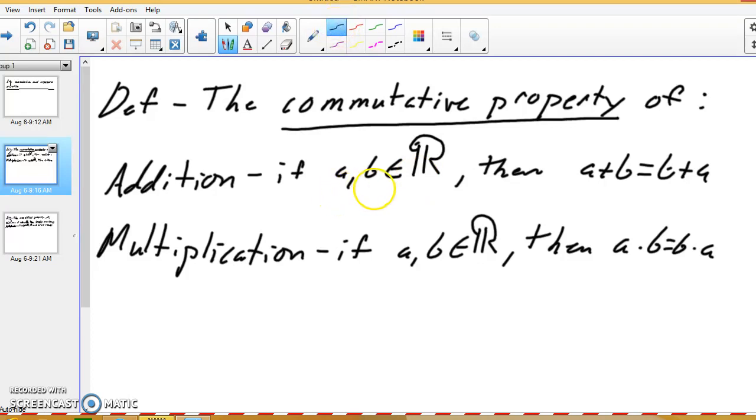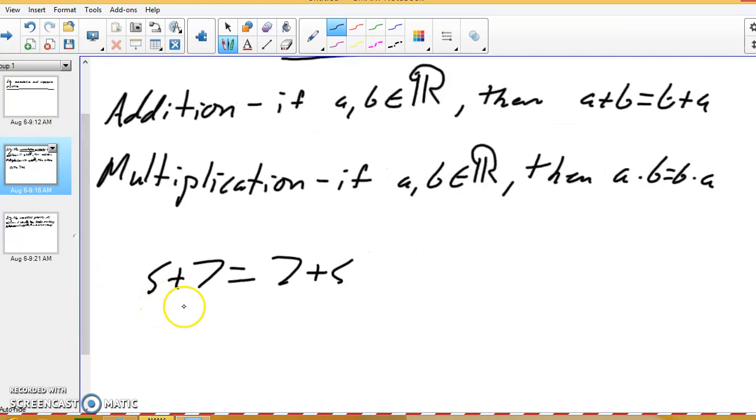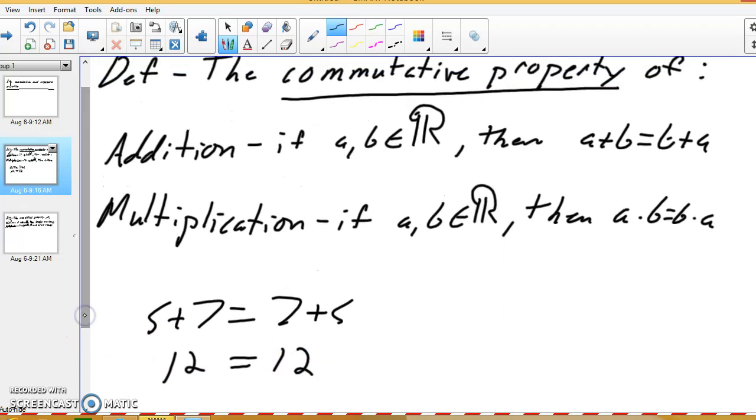So if A and B are elements of the real numbers, so if A and B are integers, rational numbers, or irrational numbers, then A plus B is equal to B plus A. That means if I take any numbers, let's say 5 plus 7, that is the exact same as 7 plus 5. That seems pretty intuitive because 5 plus 7 is equal to 12 and 7 plus 5 is equal to 12. These properties aren't anything too complex. We just put a name on them, that way we can refer to them more simply.